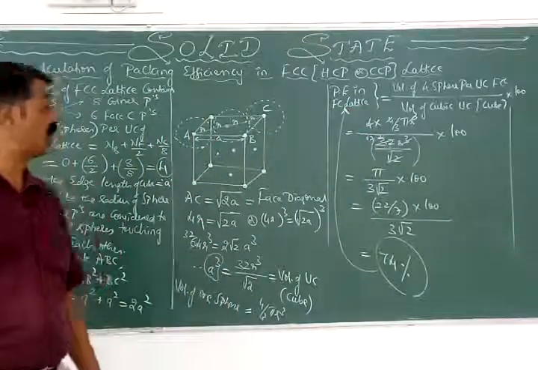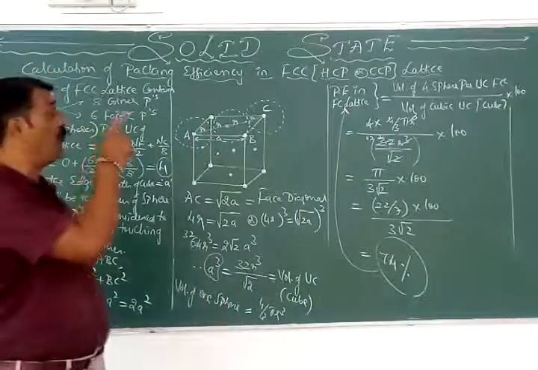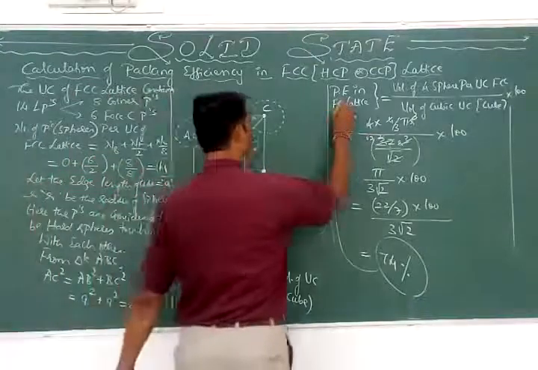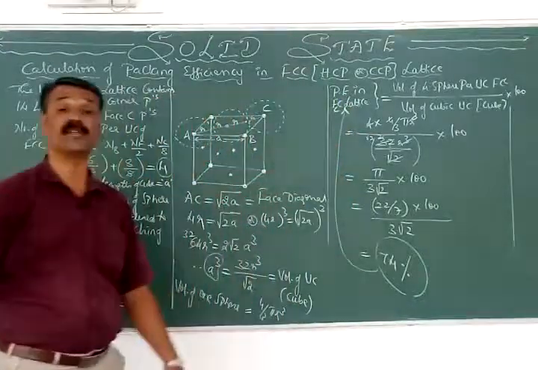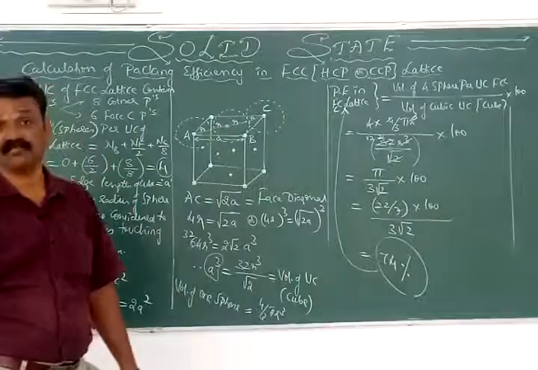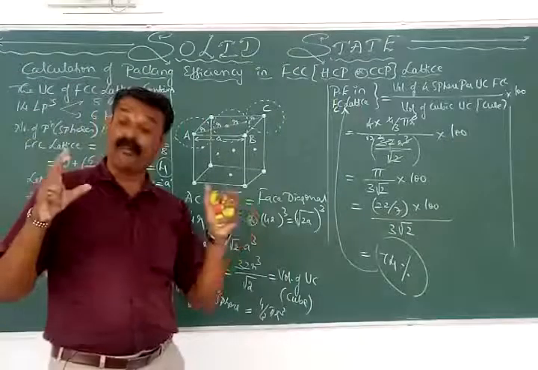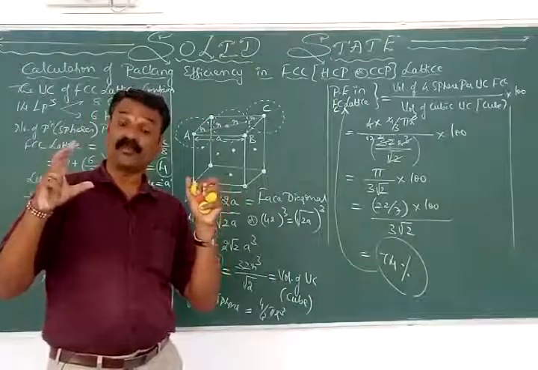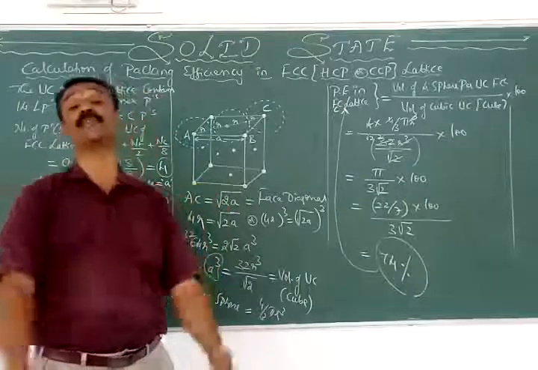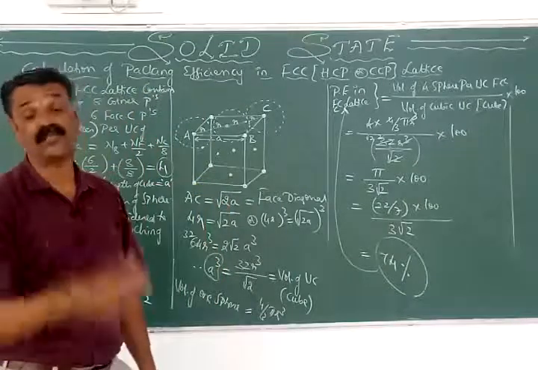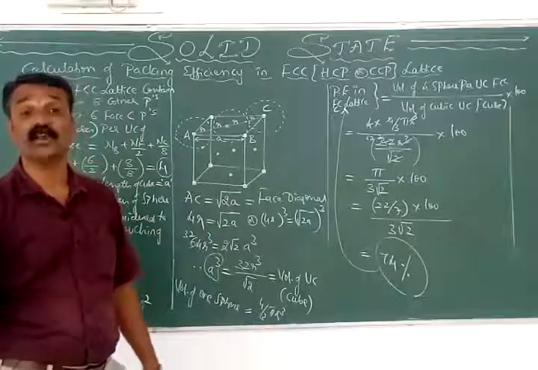74% is called the packing efficiency with respect to the face centered cubic lattice, FCC. FCC means face centered cubic lattice. It means 74% of the space is occupied by the four spheres in FCC. Then what is the vacant space that is present?